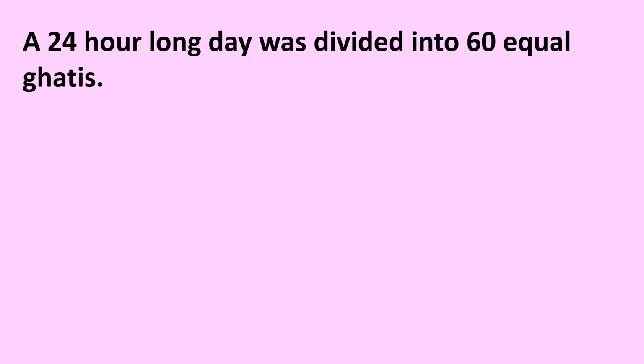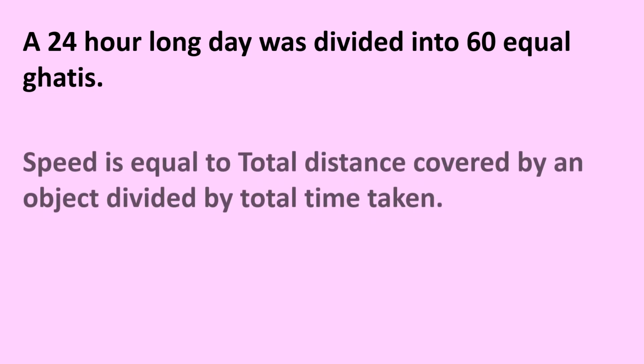A 24-hour long day was divided into 60 equal ghatis. So 24 hour का जो हमारा एक पूरा दिन है, इसको 60 इक्वल घटीज में डिवाइड किया गया. क्यों? क्योंकि हम घटिका यंत्र के थ्रू टाइम मेजर कर रहे थे और उसमें जो टाइम मेजर किया जाता है वो घटीज में किया जाता है.